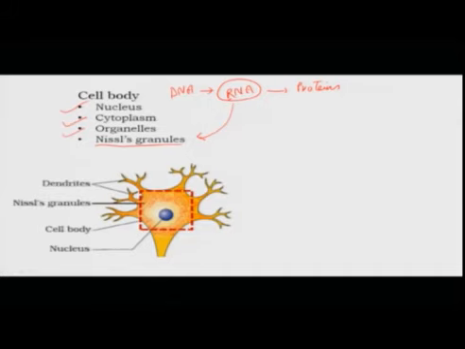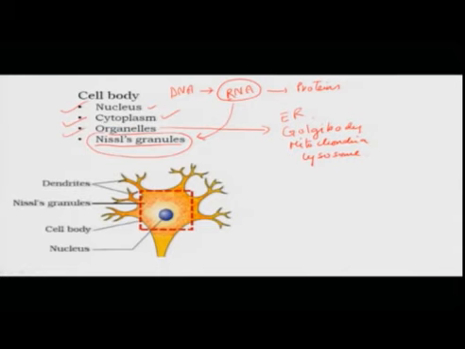So, just to summarize, the cell body contains the nucleus, the cytoplasm, and various organelles such as the endoplasmic reticulum, the Golgi body, the lysosome, the mitochondria, etc. And along with that, it contains a specific kind of granules made up of RNA, which are called Nissl granules.